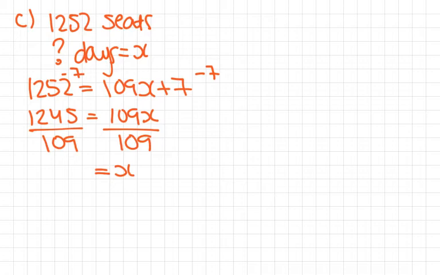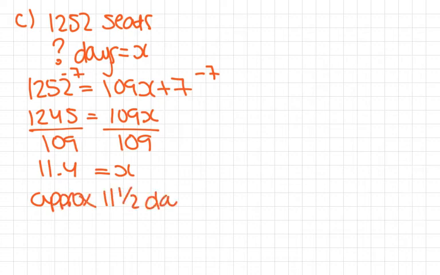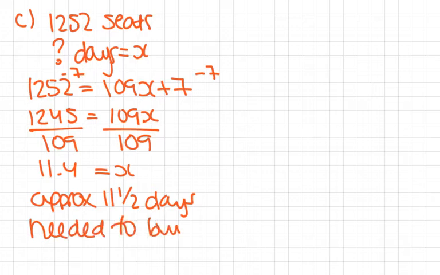1,245 divided by 109 is 11.4. So the question said, how many days are needed? 11.4, so approximately 11 and a half days needed to build 1,252 seats. All right, and then letter D.